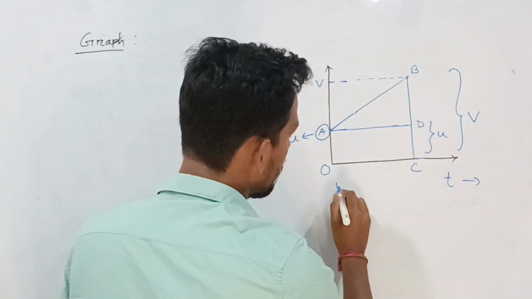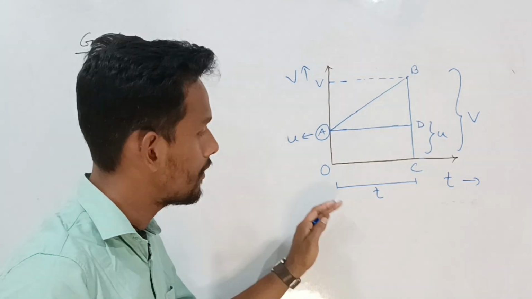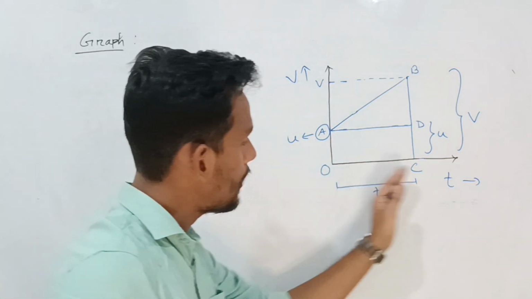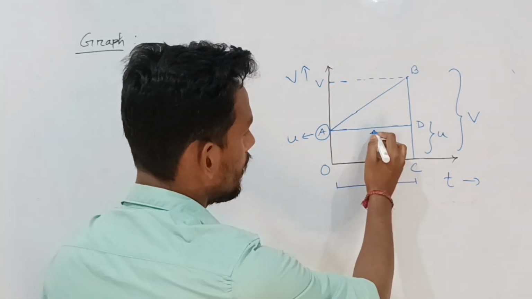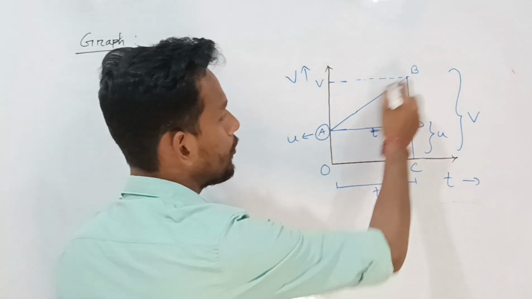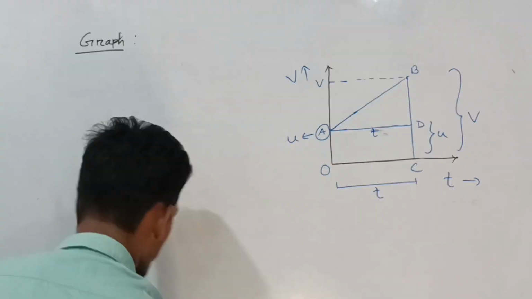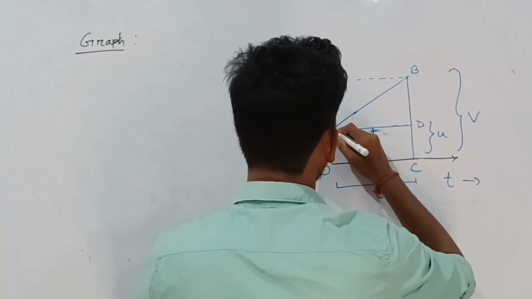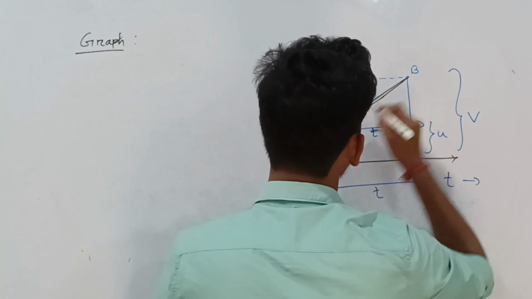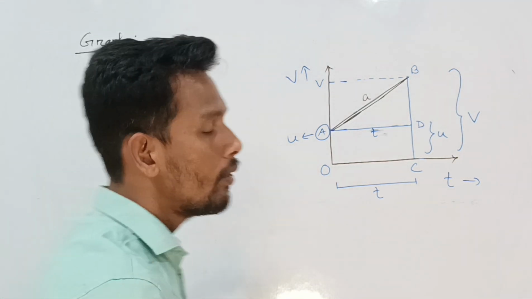Now say this is the time taken from O to C by the object, that is t. Clear? This is the time taken. This is the initial velocity, this is the final velocity at B, this is the time taken. This axis also gives you the required time taken. And from A to B, this is called the slope. From A to B, this slope will give you the amount of acceleration. Since it is uniform acceleration, this slope AB will give you the acceleration. Clear?